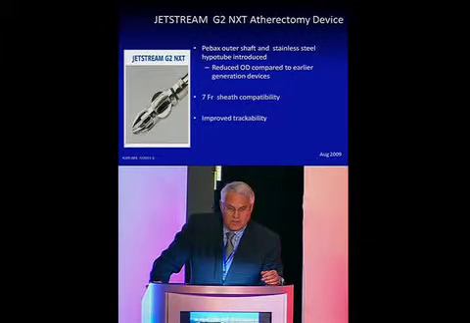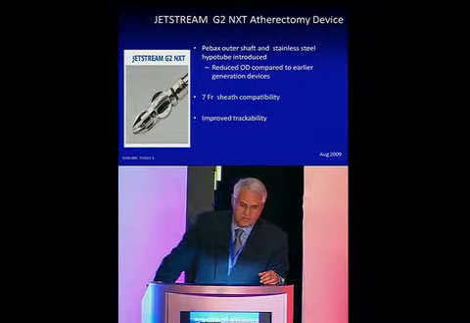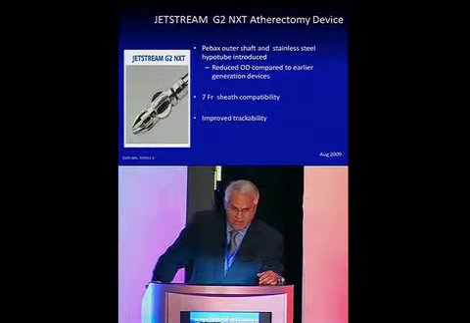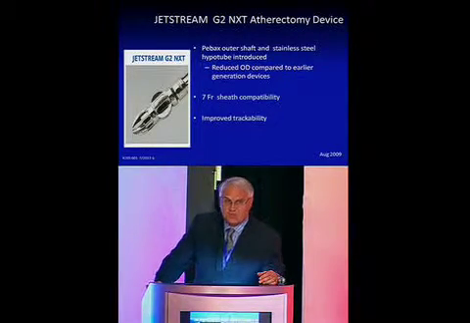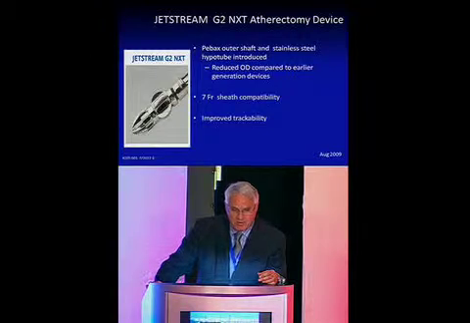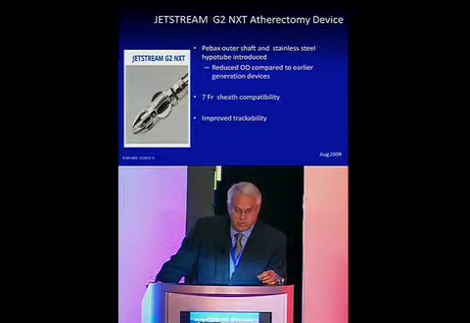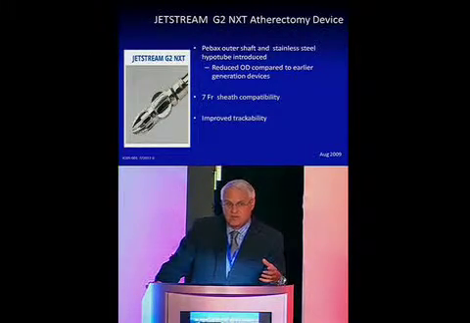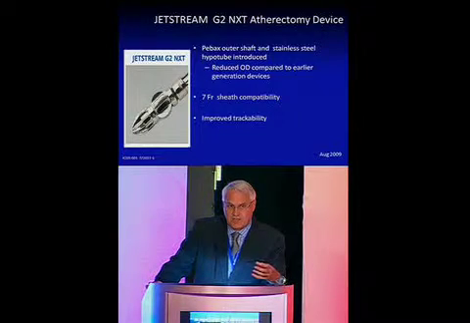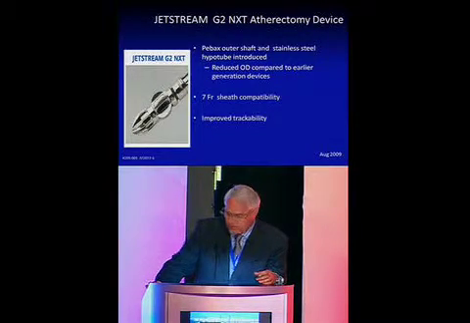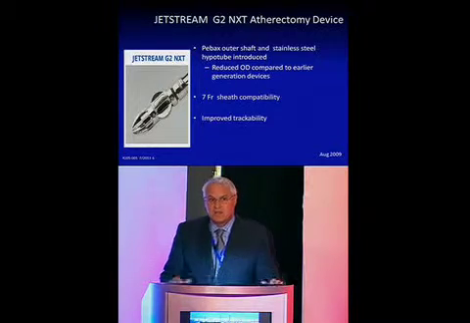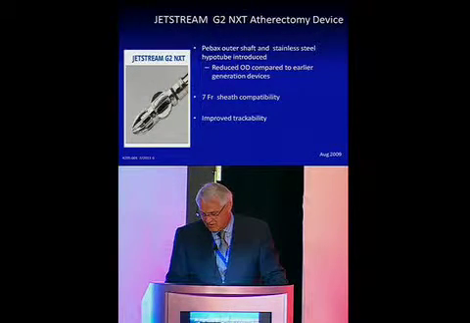The G2 NXT atherectomy device, which was introduced in August of 2009, had some changes in the shaft, a PBAX outer shaft and stainless steel hypotube. That effectively reduced the outer diameter of the shaft and allowed it to be 7 French compatible. And with those changes, it really improved the trackability of this device, particularly for using contralateral access.